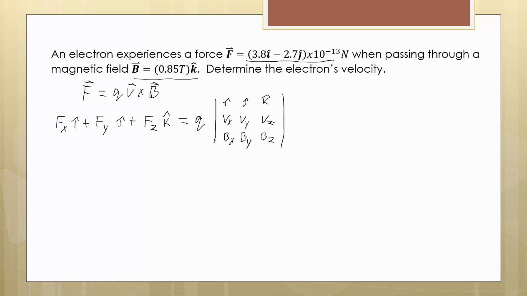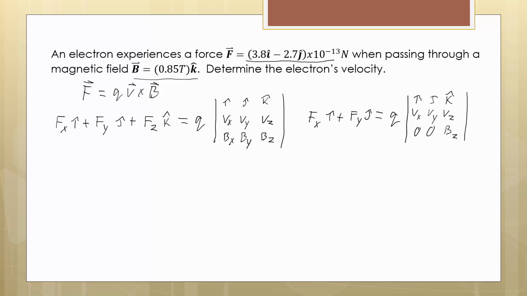Now if we think about which of these components are going to be 0, we can simplify things a little bit. We have an x and a y component for our force, so let's get rid of the z component, plus Fy j hat. And then for our magnetic field, we only have one of those components. The velocity is what we're trying to solve for, so we can't get rid of any of those components. i, j, k, and we've got 0, 0, and then we have the z component of the magnetic field.